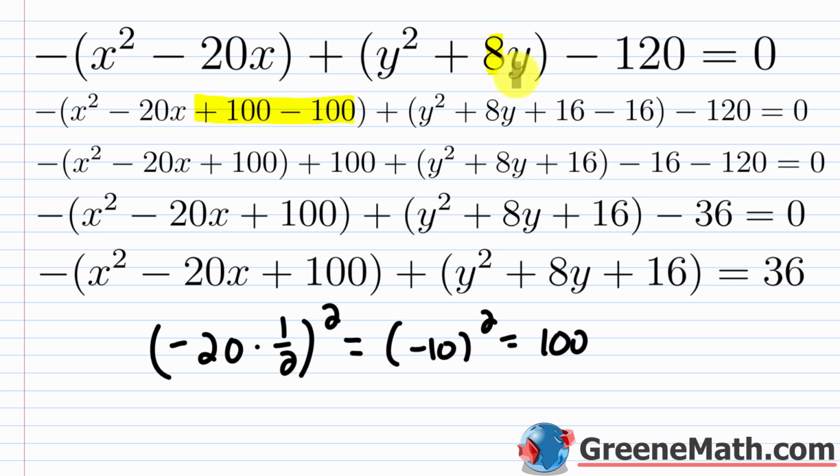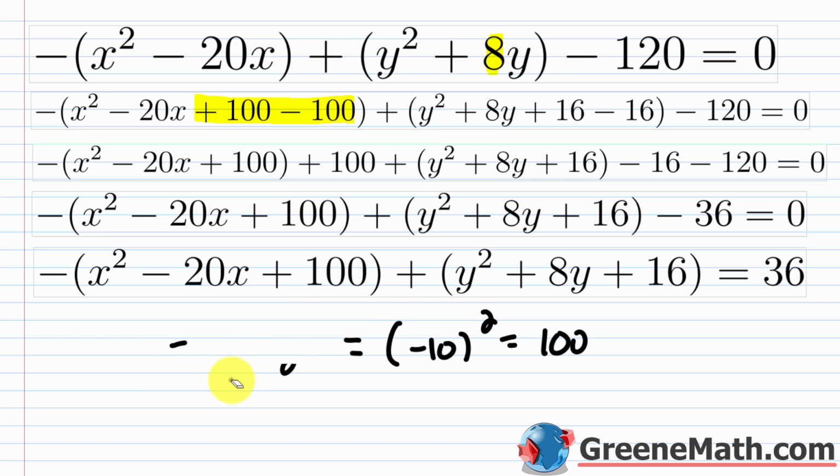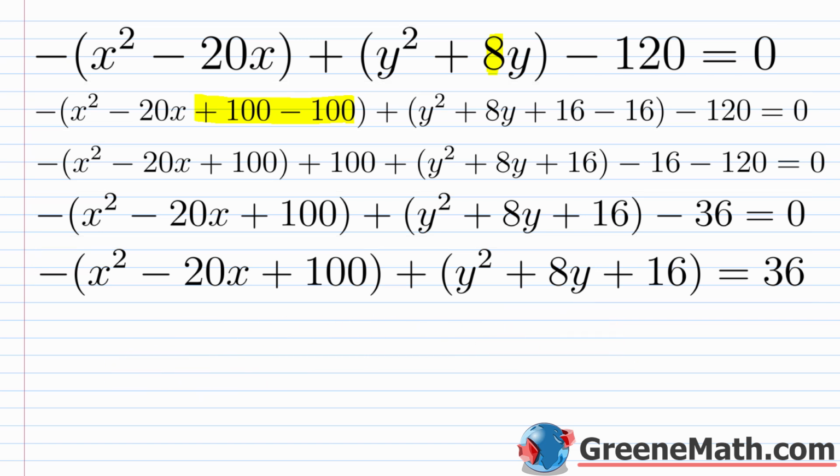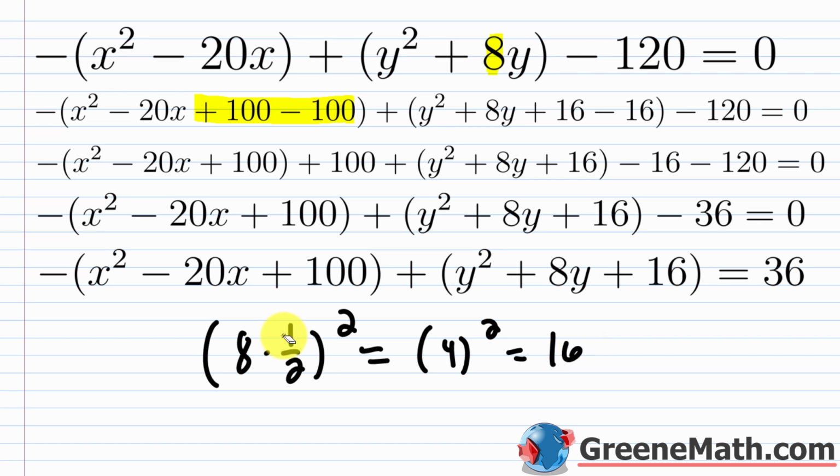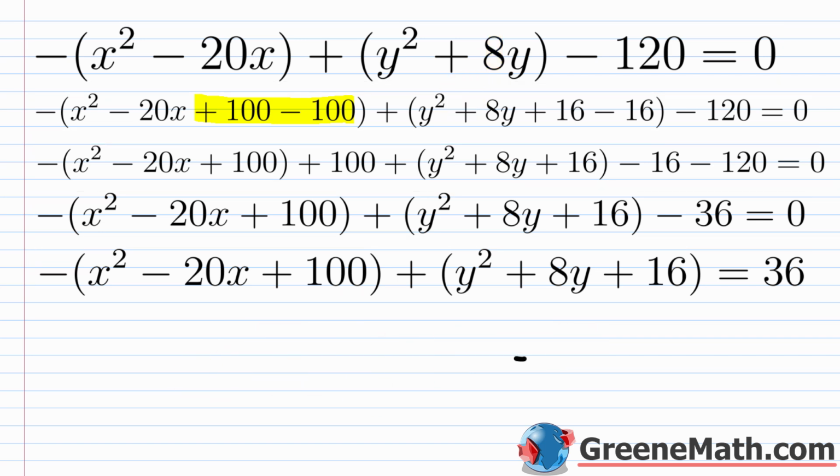If you look at the coefficient of y to the first power, we're going to do the same thing. Cut it in half and then square it. So 8 times 1/2 squared. 8 times 1/2 is 4. So this is 4 squared, which equals 16. So that's why we have this guy right here, which is plus 16 and then minus 16.